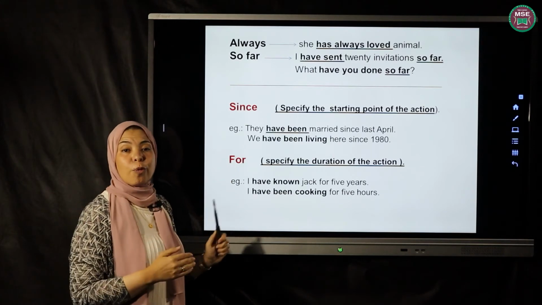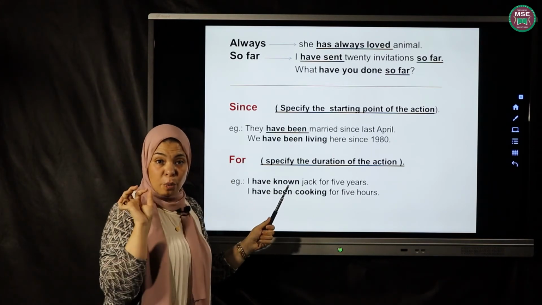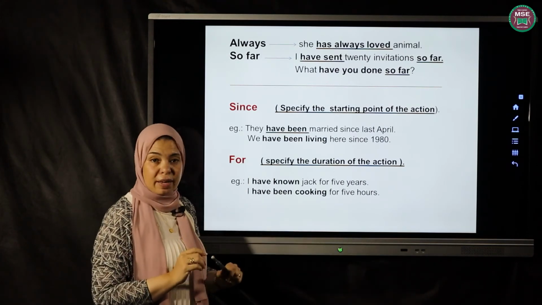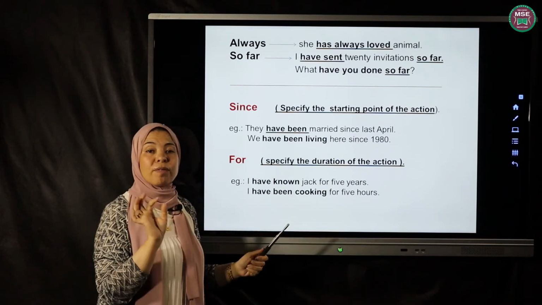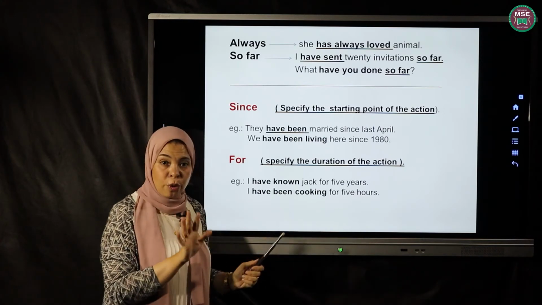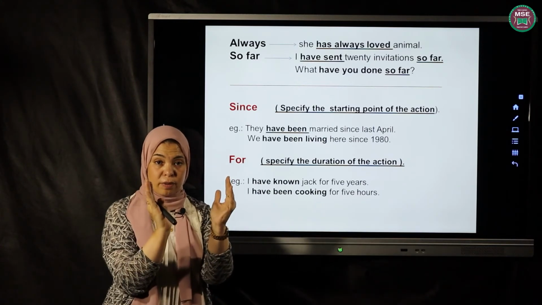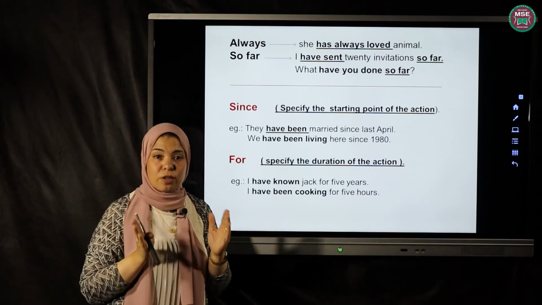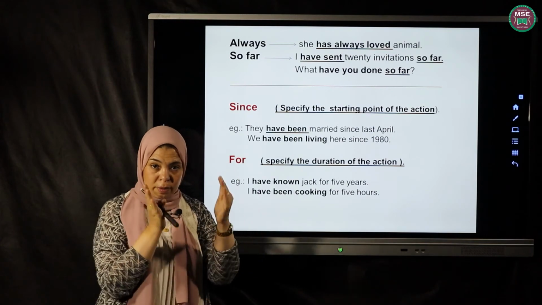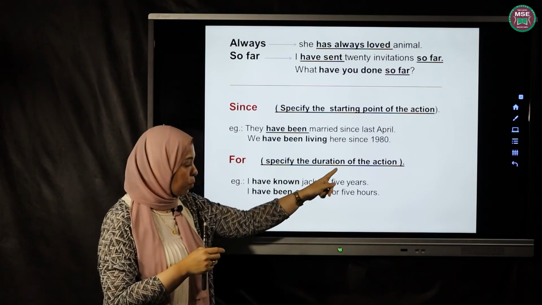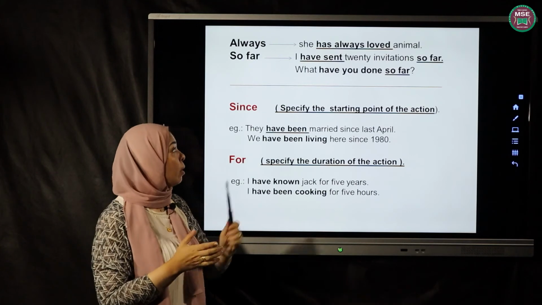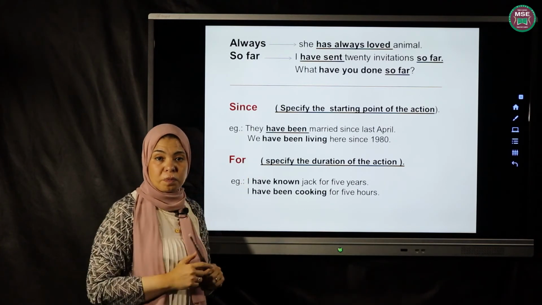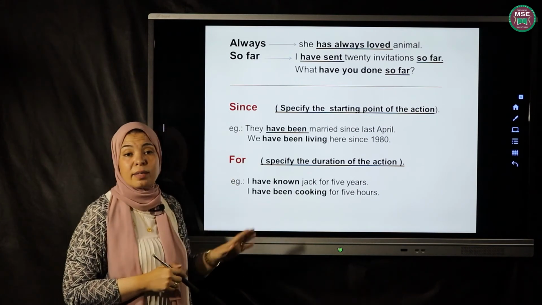It's totally different from for. For is specific and we use it especially to speak about the duration of the action. I have known Jack for 5 years. It's a specific time here. For 5 years, this is the duration. I have been cooking for 5 hours. This is also the duration. So I've been cooking for this time. So we use for to speak about a specific duration of time. We use since to speak about the starting point or the starting time of the action. That's the difference between since and for, and it's very important.